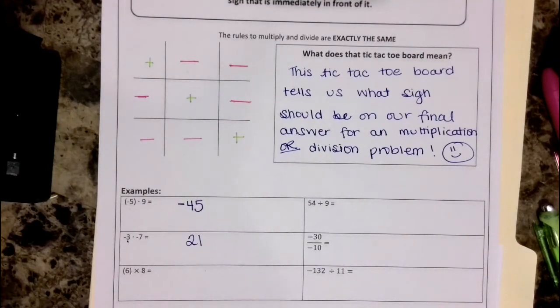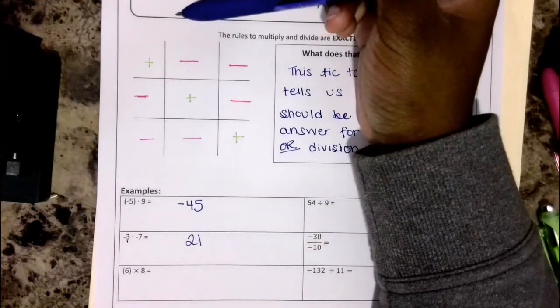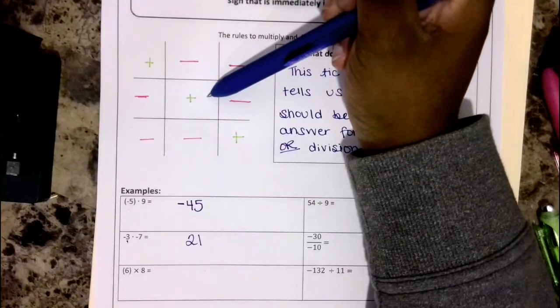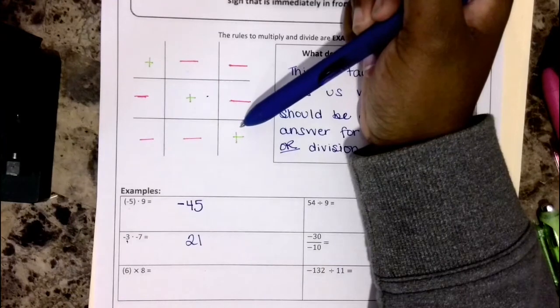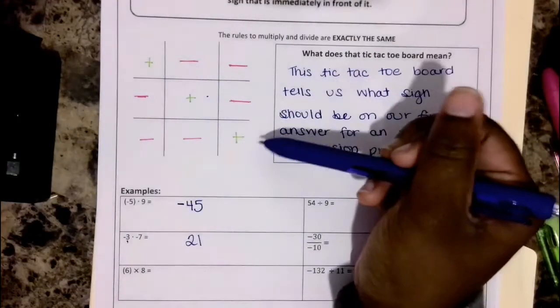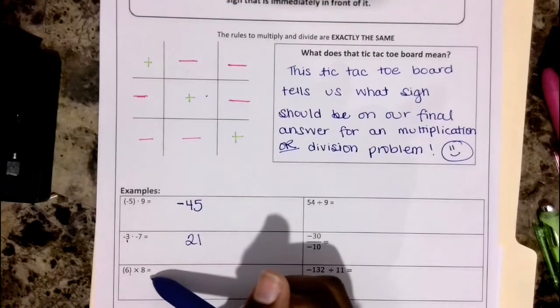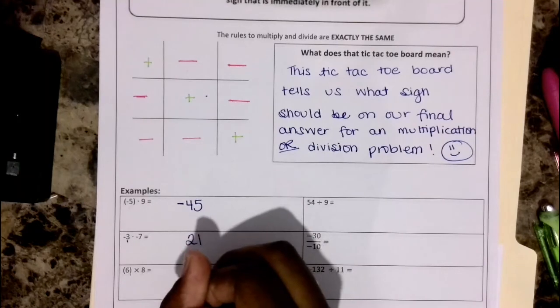Here's the next one. We have a +6 multiplied by a +8. If I go to my board, I know that a positive number multiplied by a positive number will result in a positive answer. So that means a +6 times a +8 will give me a product of +48.